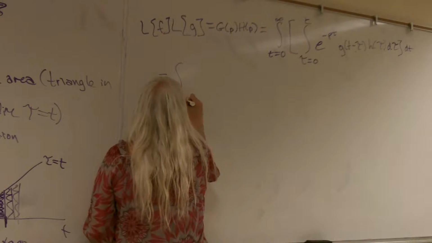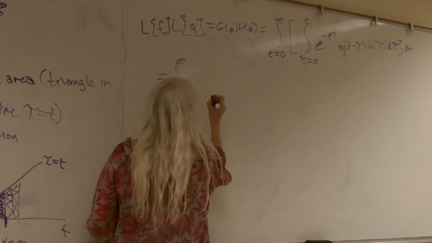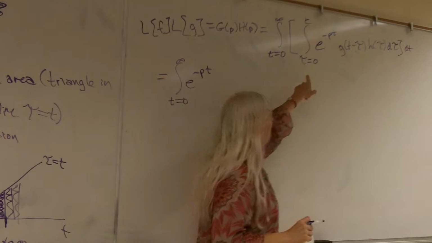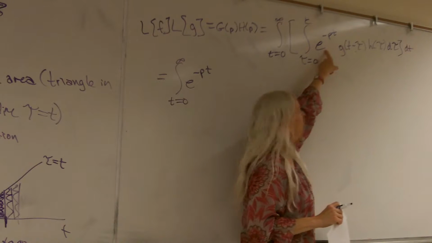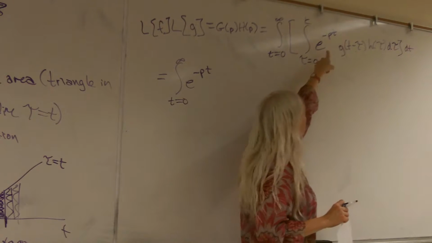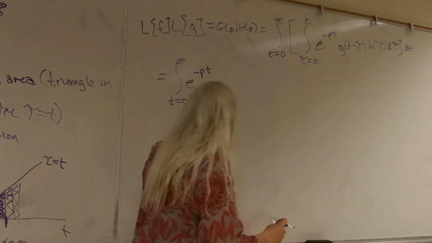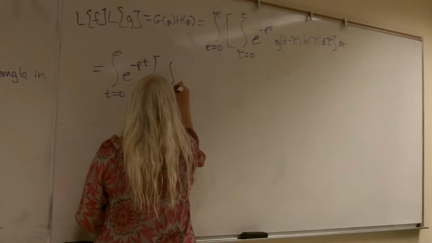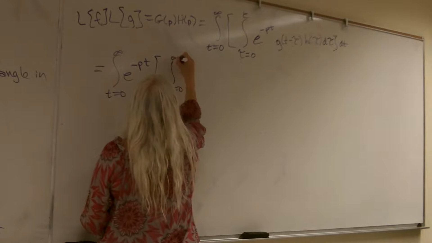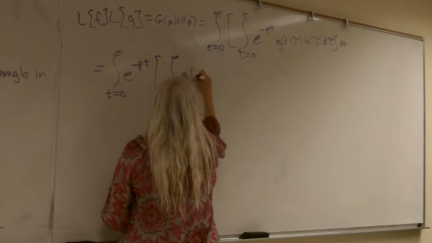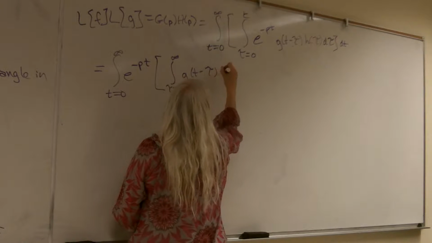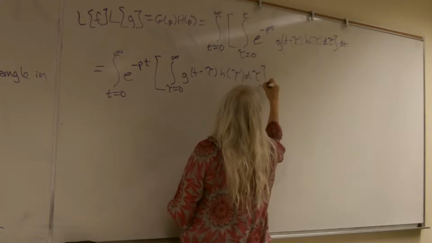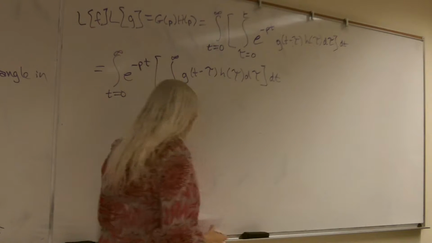Well, let's make one change in this. Let's pull the e to the minus pt out in front of the first integral. This does not depend on tau, right? So as far as the tau integral is concerned, it's a constant and can be pulled out in front. So let's do that, and then in the square brackets, we'll leave the integral from tau equals 0 to infinity of g of t minus tau times h of tau d tau, and then the dt outside the parentheses.